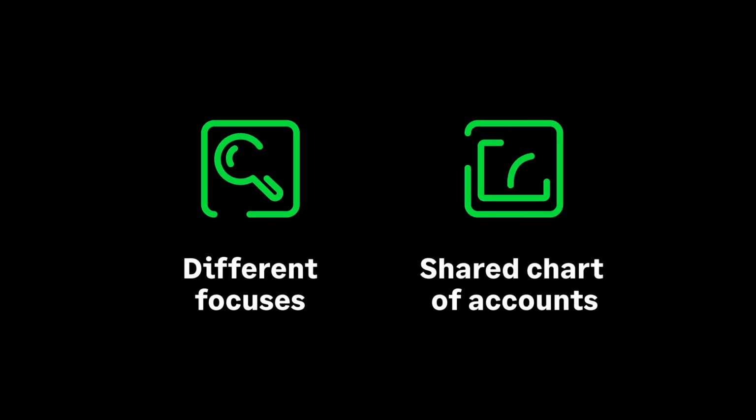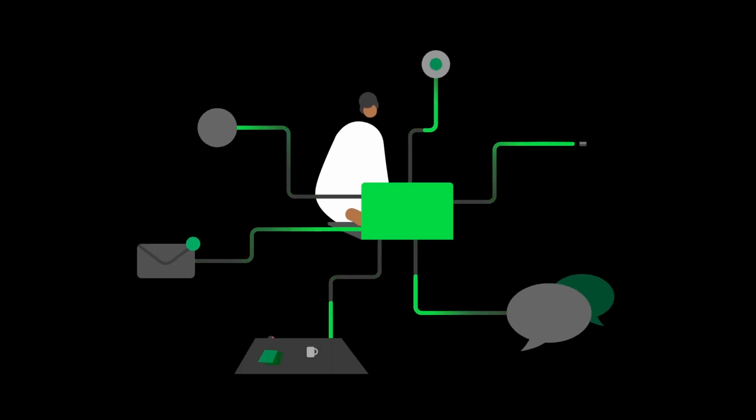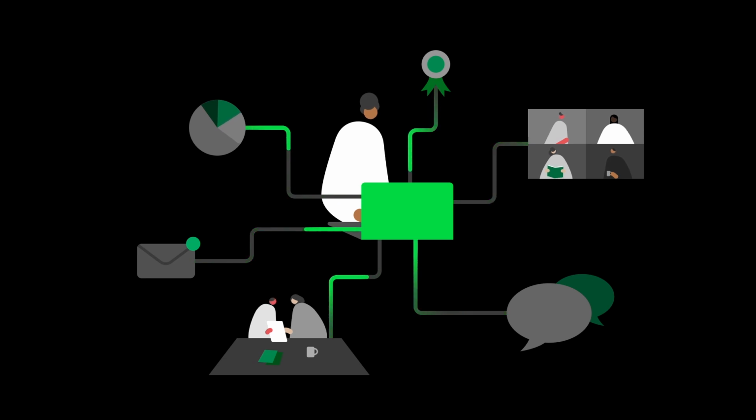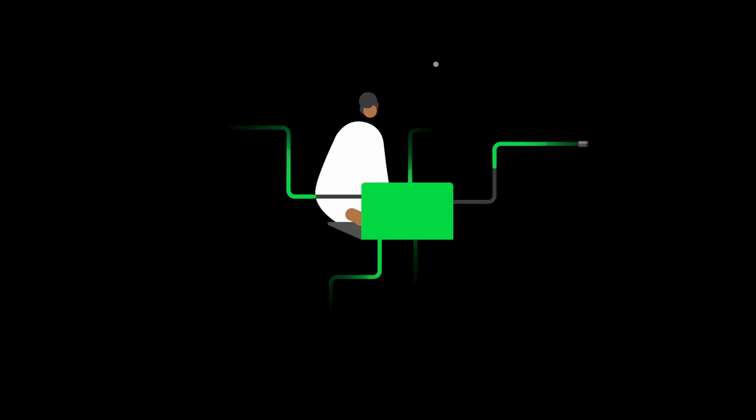Looking at these three different offices, we see that they have different focuses, but a shared chart of accounts. Because Sage Intacct allows consolidations at any time, finance can simply consolidate and pull up information from across the organization. And the board wants the top-down picture this afternoon.